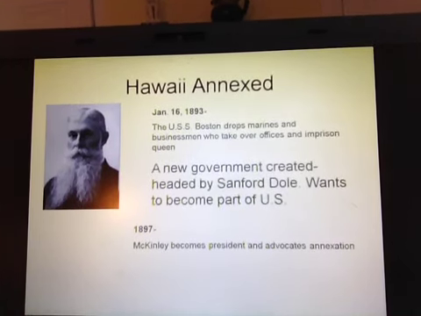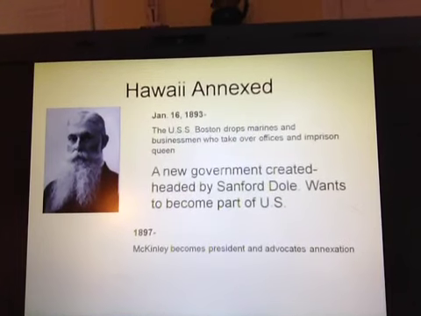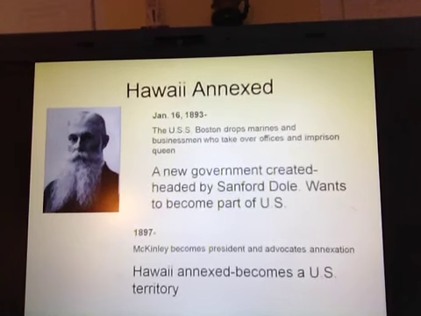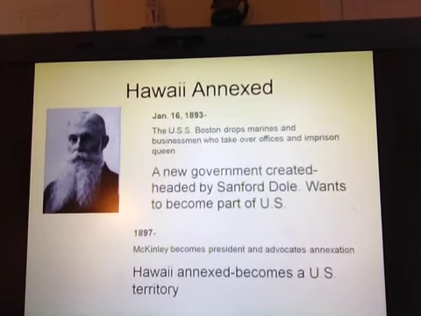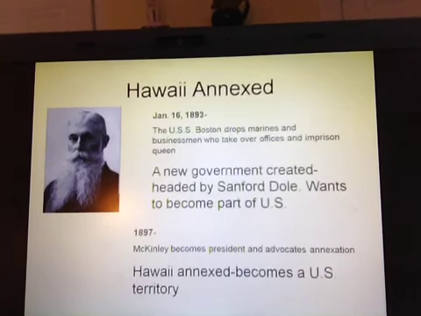So you can see that, in fact, Mr. Dole has a huge stake in seeing that Hawaii does, in fact, become a part of the United States and that tariff is avoided. So in 1897, McKinley becomes president, and he supports annexing Hawaii. And so Hawaii is annexed. It becomes a United States territory, and later in the 1950s, much, much later actually, it will become a state of the United States.